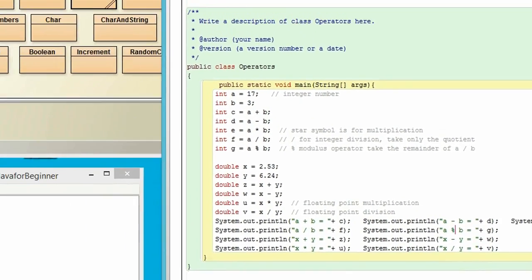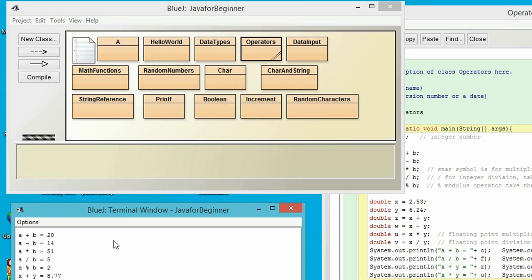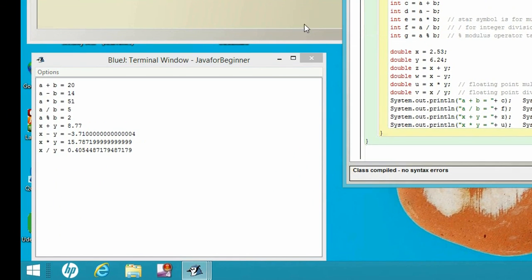Let's compile it and run. So 17 plus 3 is 20. 17 minus 3 is 14. And then 3 times 17 is 51. 17 integer divided by b, that's 3, is 5. 17 take modulus with 3, that is 2, because it's 3 times 5 plus 2, so the remainder is 2. And then these are the results for the double precision addition, subtraction, multiplication, and division.